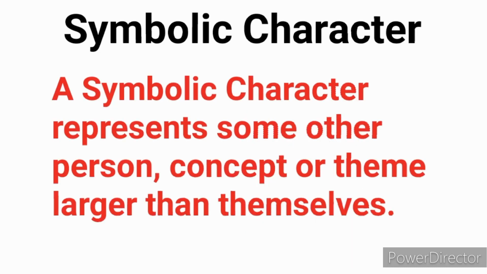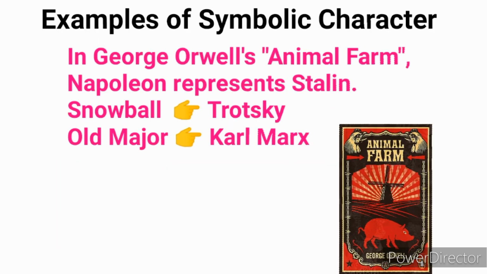The third type of character is symbolic character. A symbolic character represents some other person, concept, or theme larger than themselves. Examples of symbolic characters are found abundantly in George Orwell's novel Animal Farm. In Animal Farm, Napoleon represents Stalin, who was the dictator of Russia. Snowball represents Trotsky, and Old Major, who was a boar, represents Karl Marx, the German philosopher.